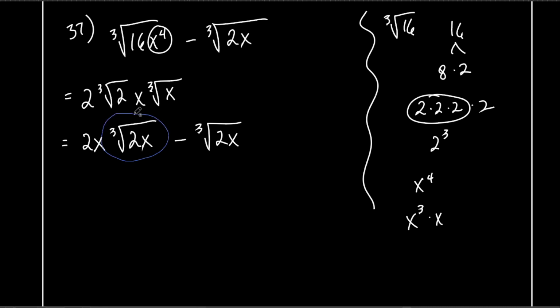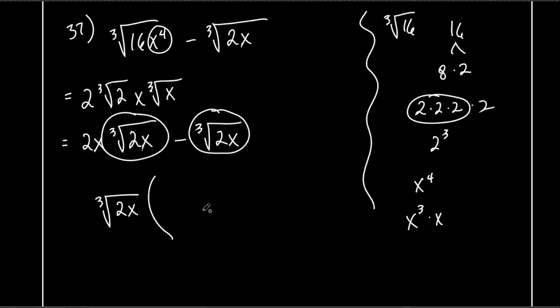Since this is in common with both of them, we just finished a big old lesson on factoring, didn't we? Since it's in common with both of them, what do you think we can do with this? We can factor it out. That's right. Do you see that? So if I take this and I factor this out, what am I left with? 2x.